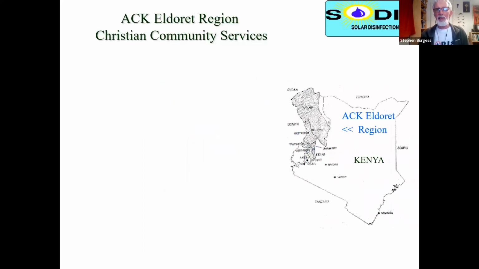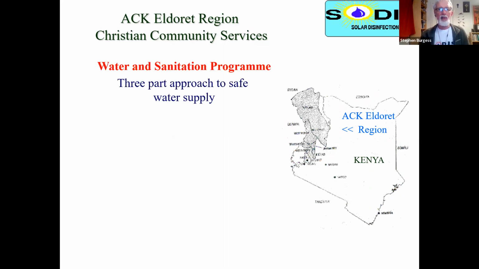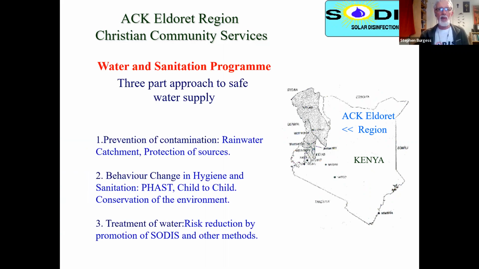So I was working in Kenya, on the eastern side of Kenya, in what they called the ACK Eldoret region, on a water and sanitation program. There's a three-part approach to getting safe water. The first is prevention of contamination by looking for cleaner sources than the river or the stream, so rainwater catchment, protection of springs, protection of wells.